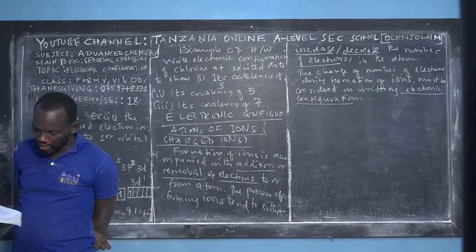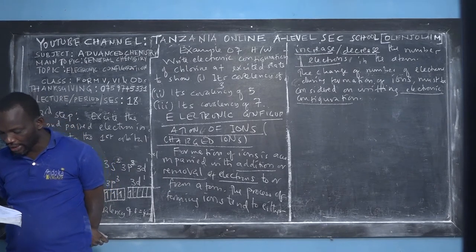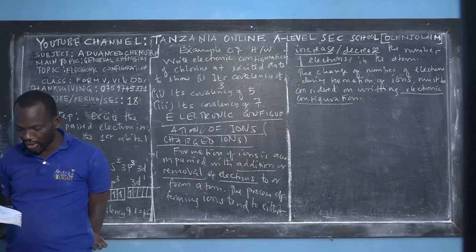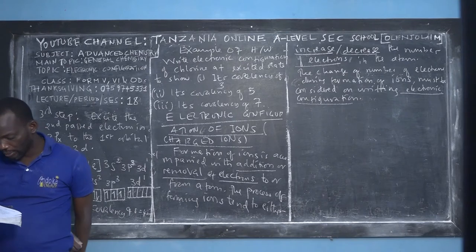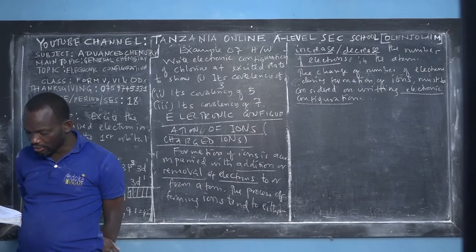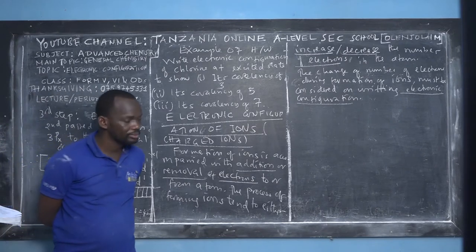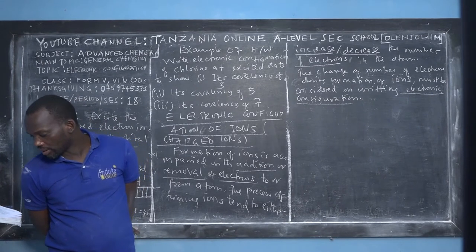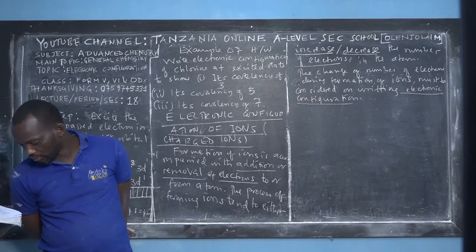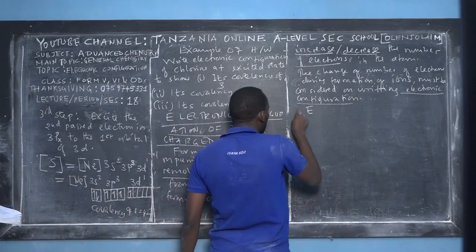Let us start with electronic configurations of cations. In removing electrons from the atom so as to form the cations, the electrons are removed from the outermost energy level, that is from the orbital which has the highest principal quantum number, regardless of the order of filling electrons in the orbitals. Study this carefully. So in removing electrons from the atom to form cations, electrons are removed from the outermost energy level.